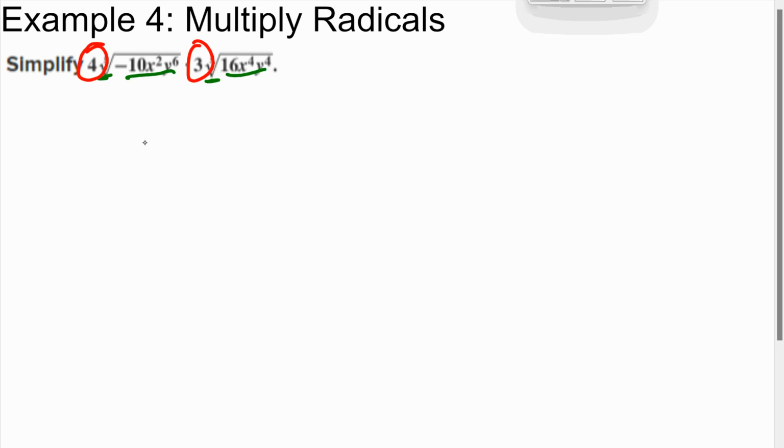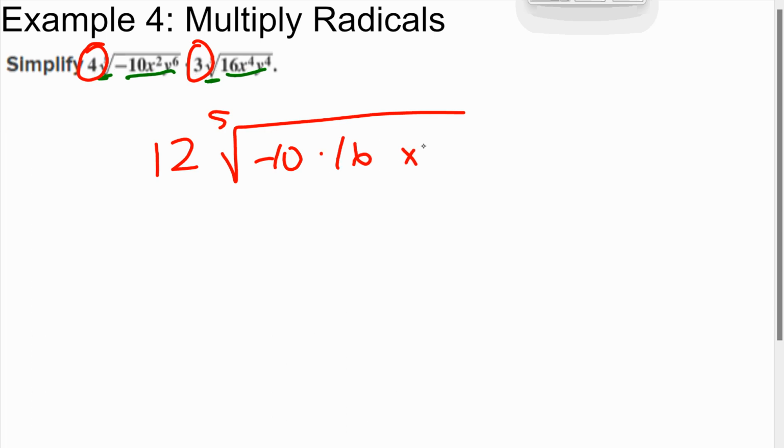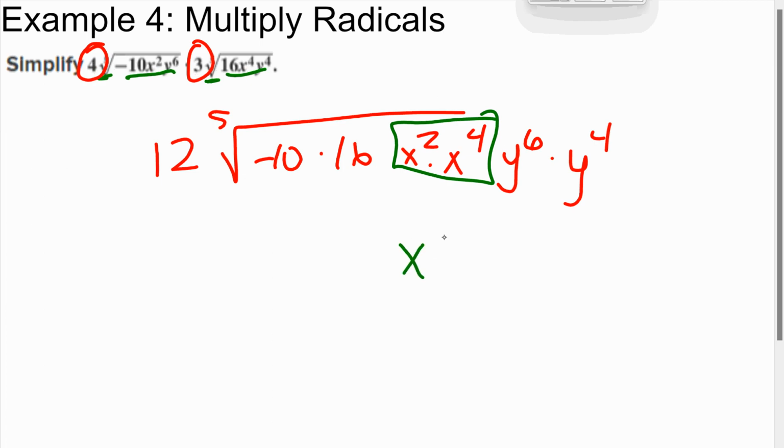So 4 times 3, outside times outside, is 12. And then the inside, we can just go ahead and multiply negative 10 and 16. And then we can multiply x squared times x to the fourth, and then y to the sixth times y to the fourth. Whenever we multiply the same base with exponents, we add them, right?